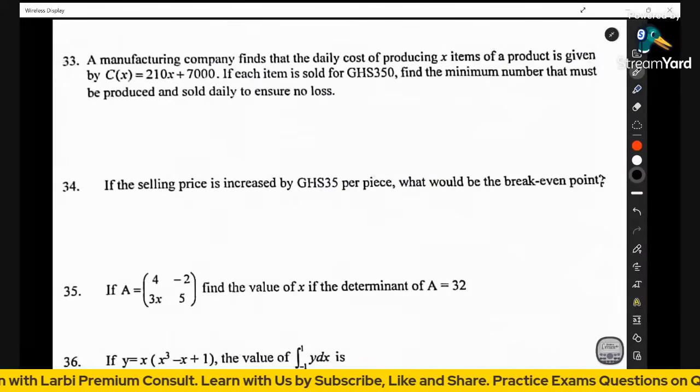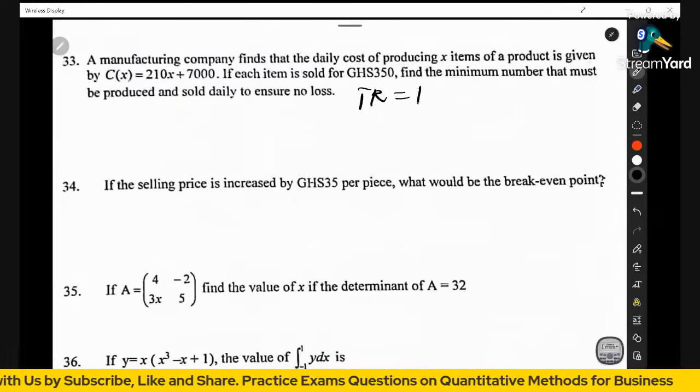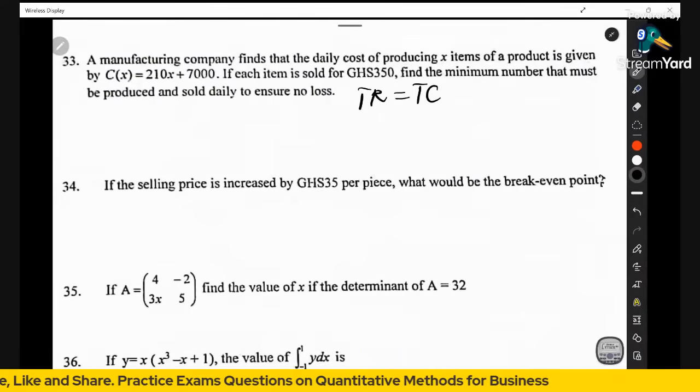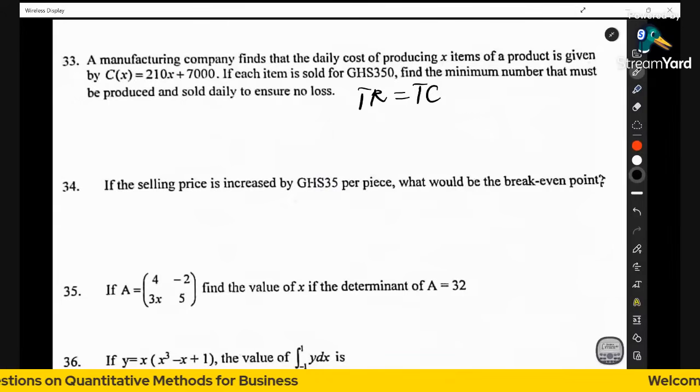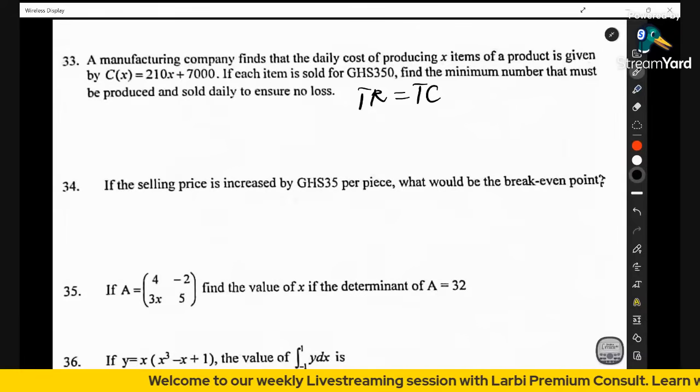Break even. So at the point of break even, our total revenue should be equal to our total cost. And we know the cost to be what? 210x plus 7,000. But we know that the selling price of each item is what? 350. And let's say our production level is X.